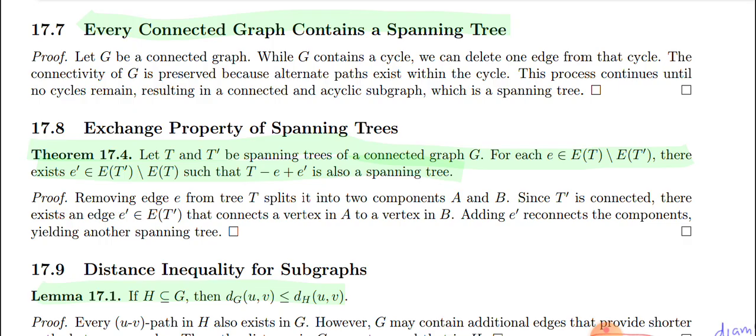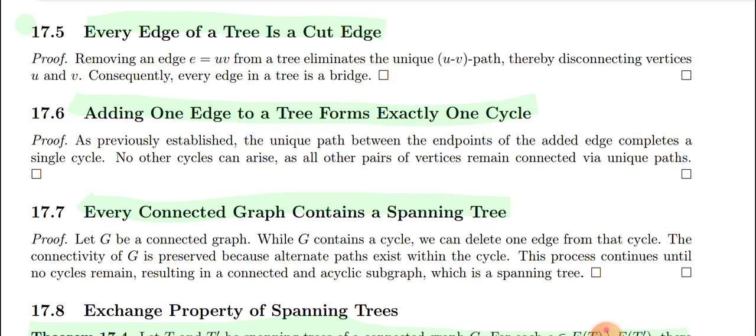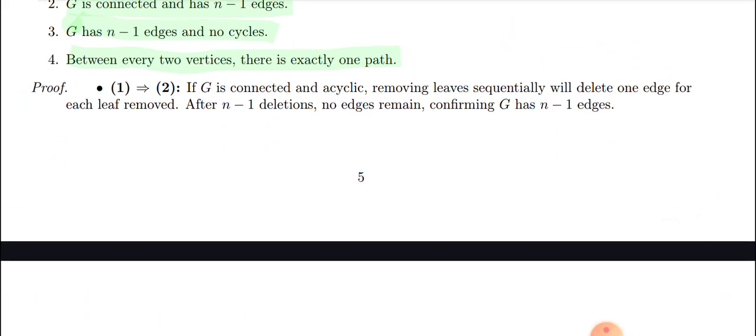So once we find one spanning tree in a graph, how similar are all the other possible spanning trees you could find in that same graph? They are very intimately related thanks to a beautiful idea called the exchange property. This is from Proposition 4.1 or Theorem 17.4. And this property shows that all spanning trees are reachable from one another through a series of single-edge swaps.